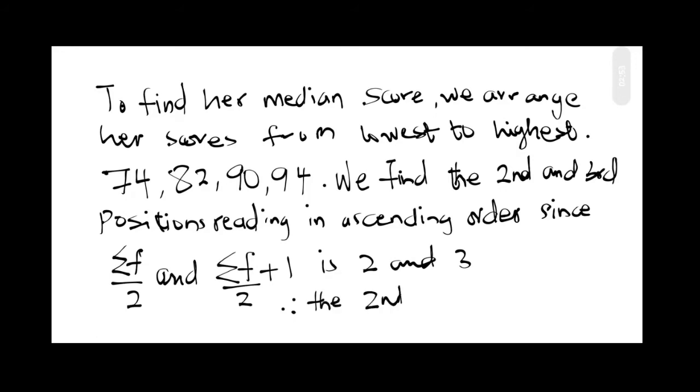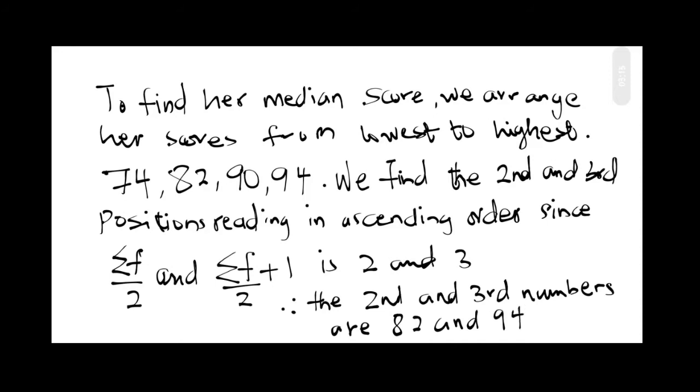Therefore, the second and third numbers are 82 and 90. Thus, to find the median number, we add these two numbers and then divide by 2. So, hence the median.